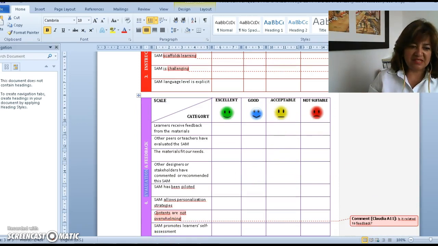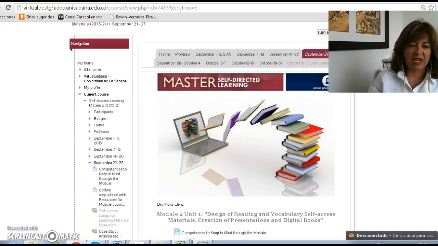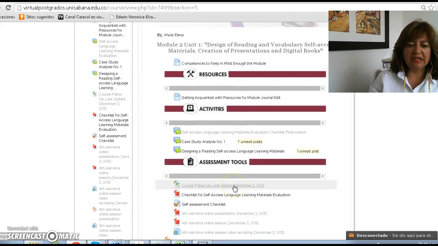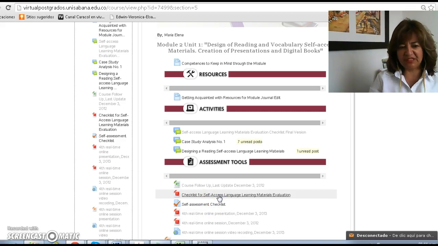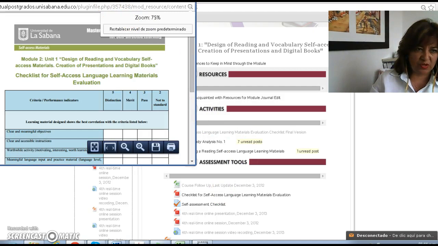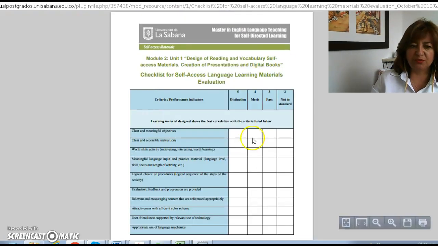A typical mistake that I have found in the designs of our former students' SEMs is that they start, let's say, with reading and they end up with speaking. So that's not the best way to do it. So if the students are reading, focus them on reading.